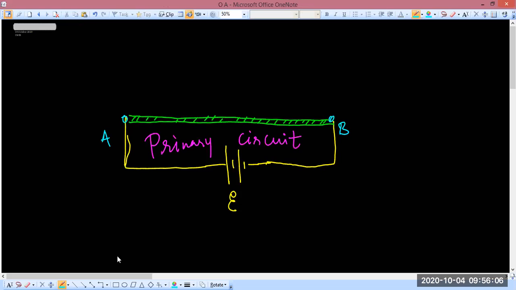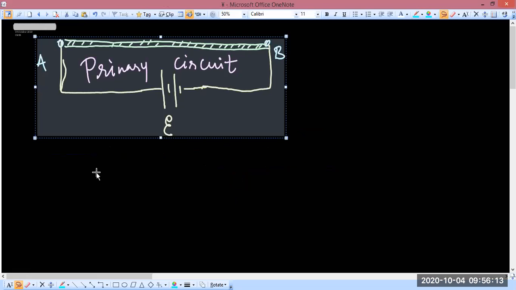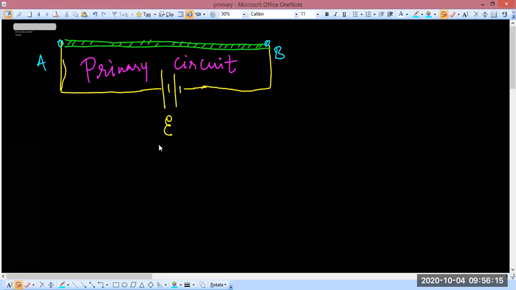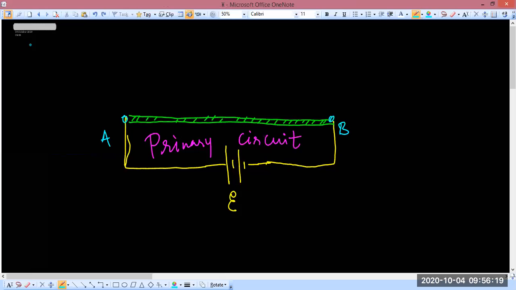Okay, let's keep it here. Now, first one, what's the first purpose? Measure or compare EMF, right? To compare EMF. All right, so let's talk about that.